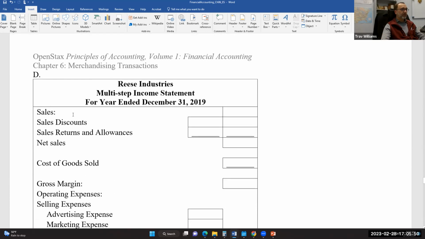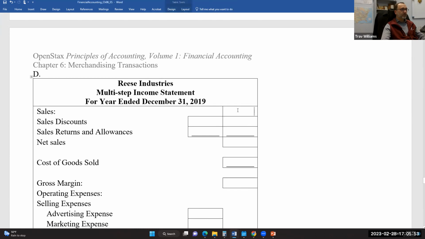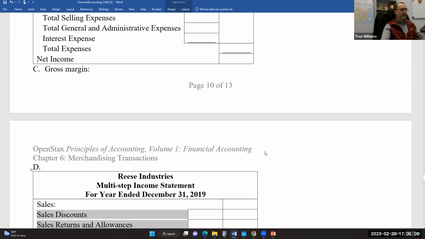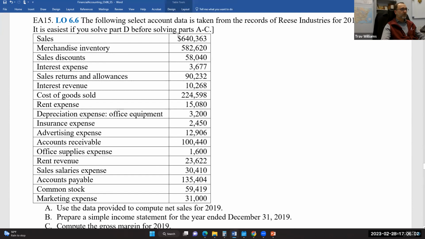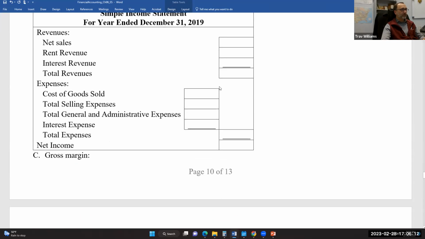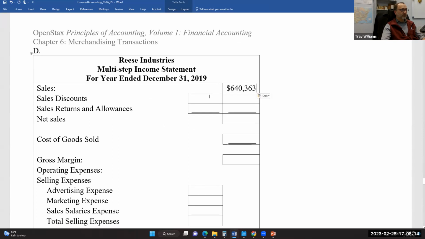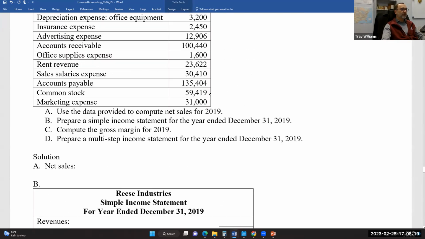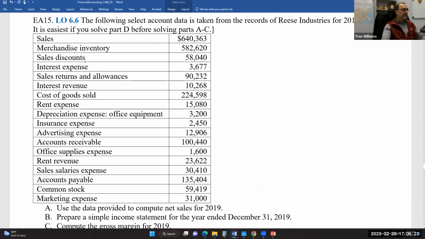So part D here asks us first for sales, which again is gross sales, then sales discounts, and sales returns and allowances. So we go up here to our data. Here we see sales. Discounts is 58,040. Oops. Let's get sales returns and allowances. That's just 90,232.